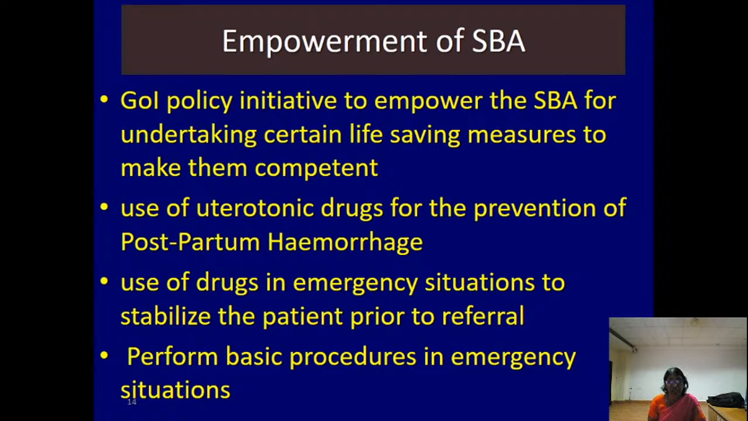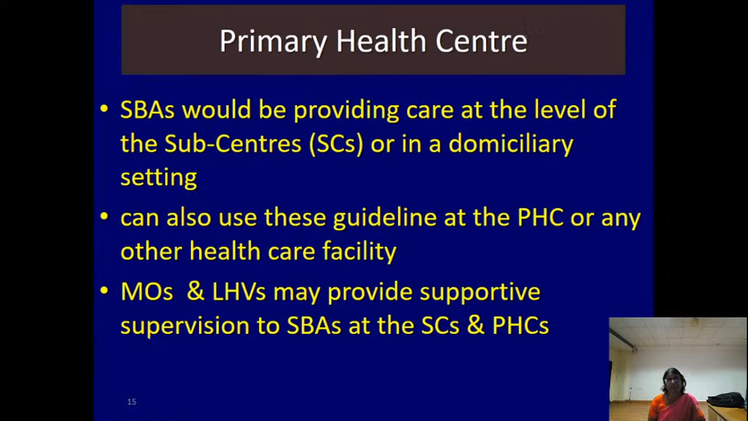The use of drugs in emergencies is very important, and to perform basic procedures like doing an episiotomy, then suturing, etc. in emergency situations. Then primary health center: our main aim is that 85% of the deliveries are normal, and they can take place at the primary health center. So the skilled birth attendants providing care at sub-centers or in the domiciliary setting can refer their pregnant women for delivery to the primary health center.